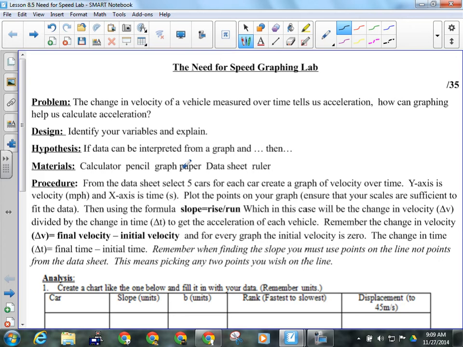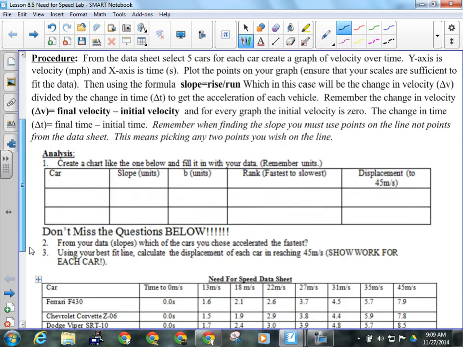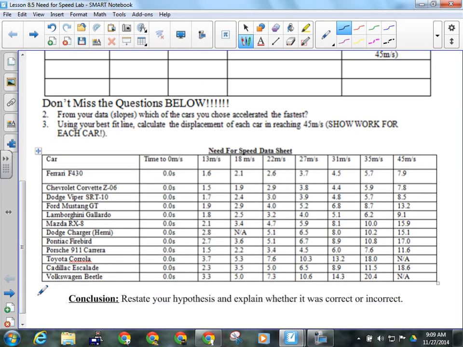Now, we're going to be identifying our variables. We're not actually running an experiment. Someone has run the experiment for us, and we have their data. That is, they have done acceleration tests of various cars. The various cars are down in that chart you see on your sheet.